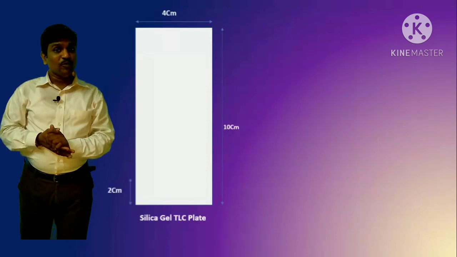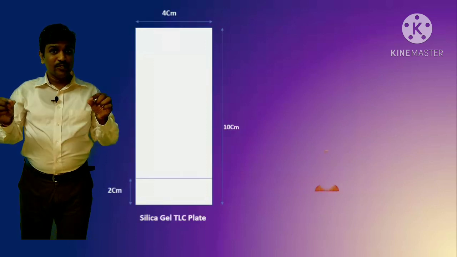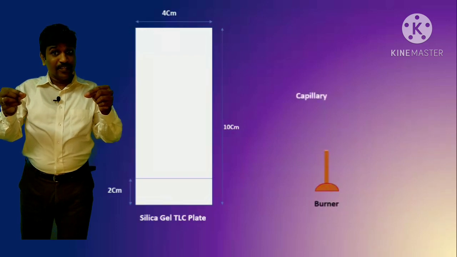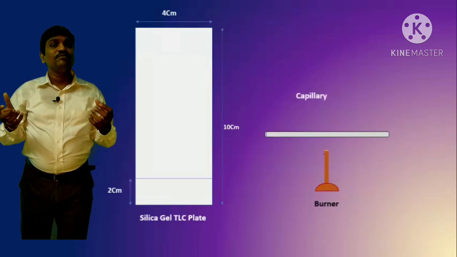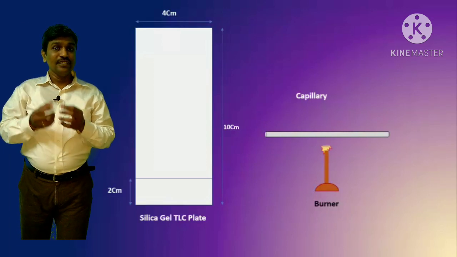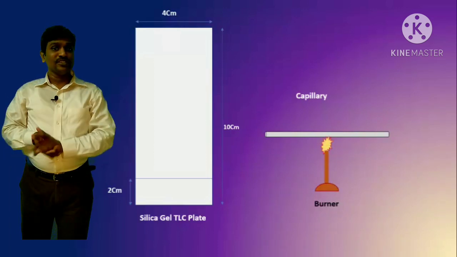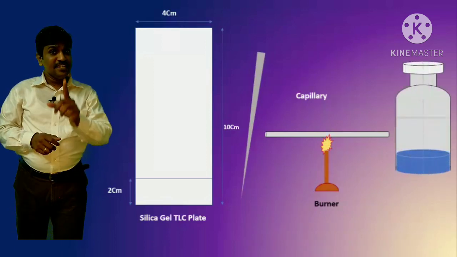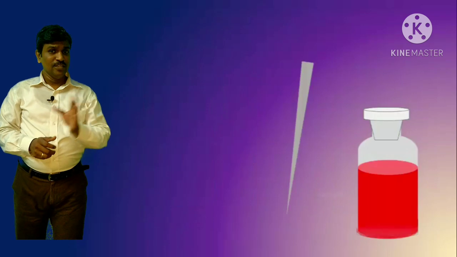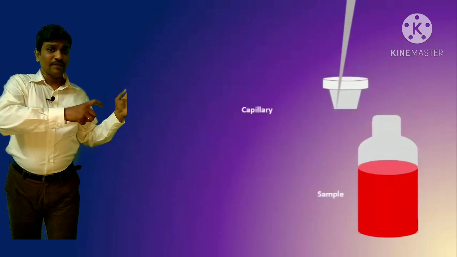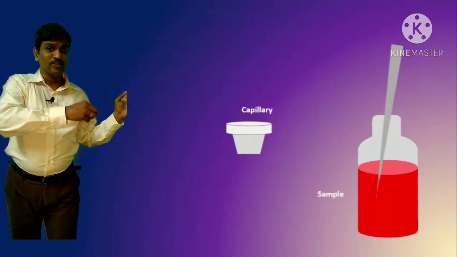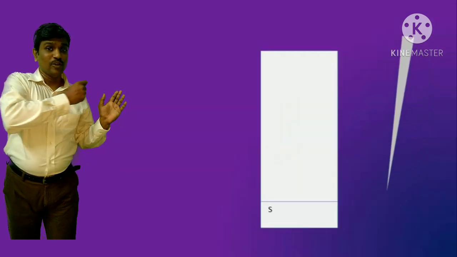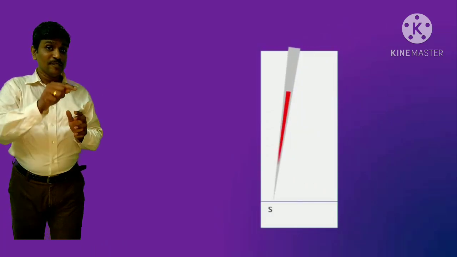For spotting we require a capillary to take the sample and spot it. The capillary you have to burn at the center until red hot, and then pull it, so that it forms a needle shape. Then you have to prepare the mobile phase and keep it for saturation. Each time you have to use a different capillary. You can dip the capillary in the sample and then make a band on the baseline which has been drawn with the pencil.